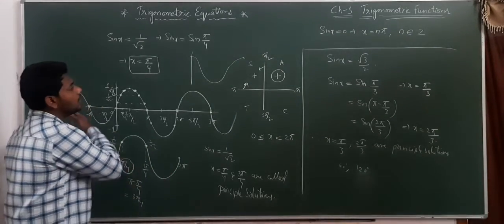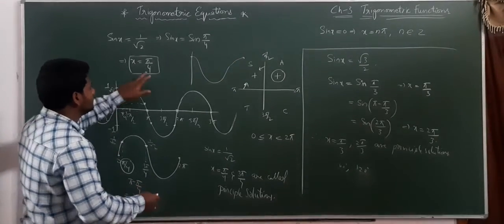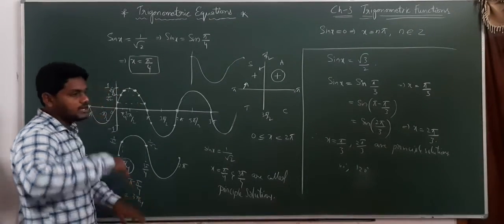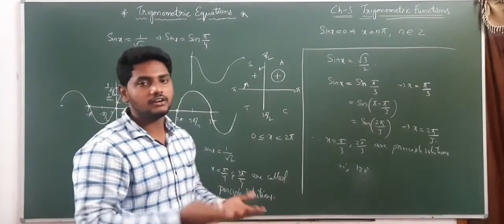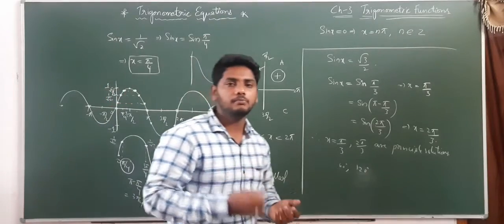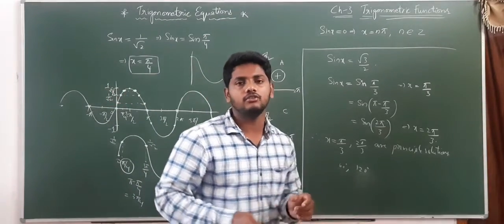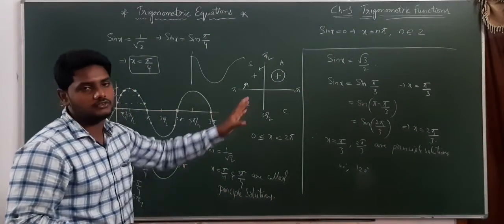If you want all the infinite number of solutions, can you write infinite solutions like pi by 4, 3 pi by 4, next 5 pi by 4, next 7 pi by 4? Can you write all those? We cannot write all those at a particular time. Why? Because for writing the PU board or any competitive exam, we have only a certain particular time. In that we cannot write all those infinite number of solutions.